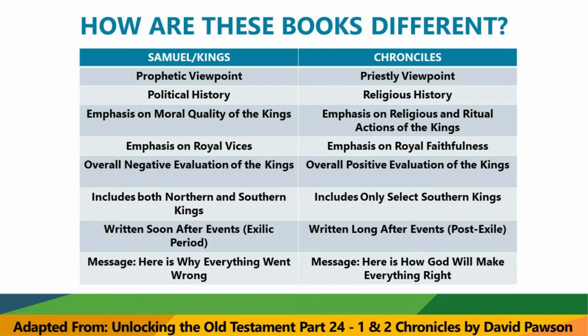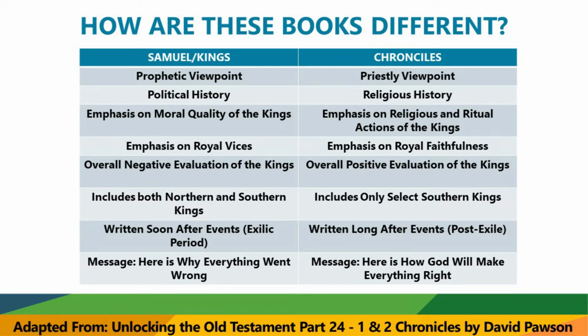And this is the really important part. These books were written soon after the events of the exile. So the people are taken into exile into Babylon, and assuming again this is Jeremiah or another prophet in that kind of time space, the purpose of the writing of these books was to show Israel how they ended up in exile. So if we wanted to summarize everything in that big chart, the message is, here is why everything went wrong. That's what the author is trying to communicate to Israel.